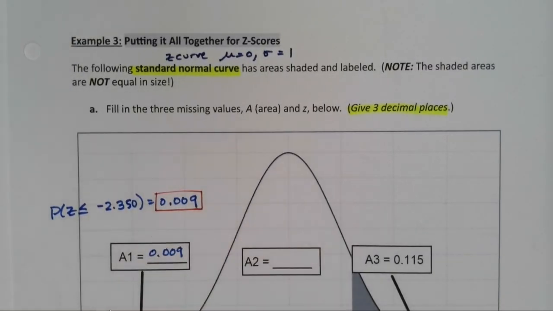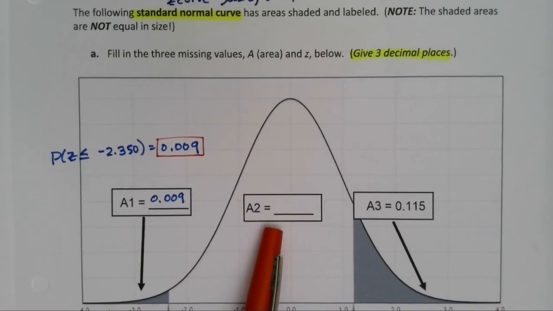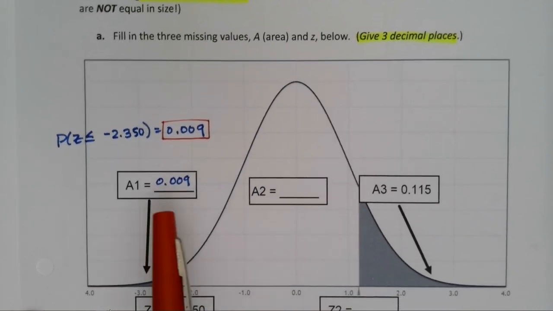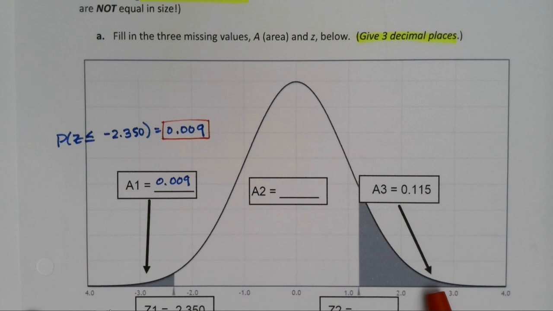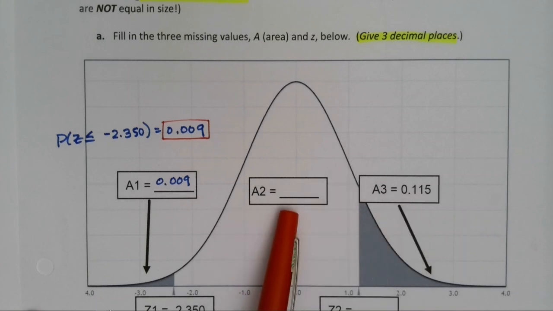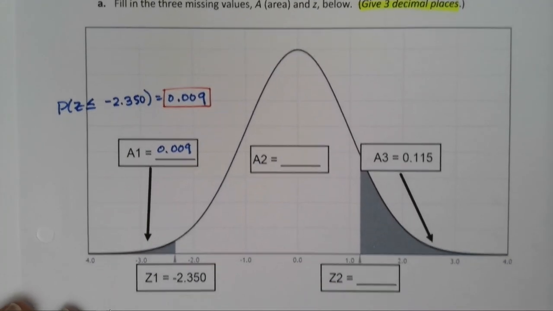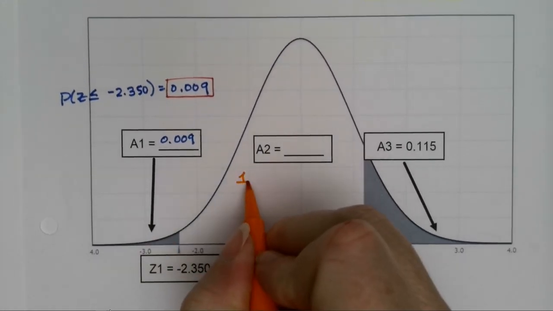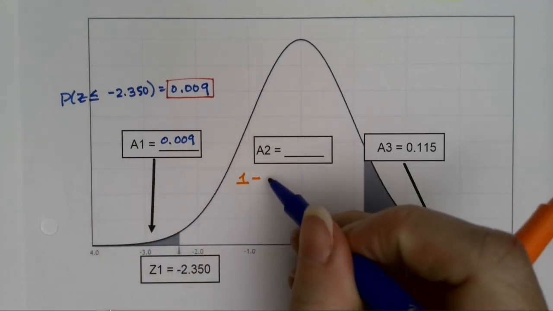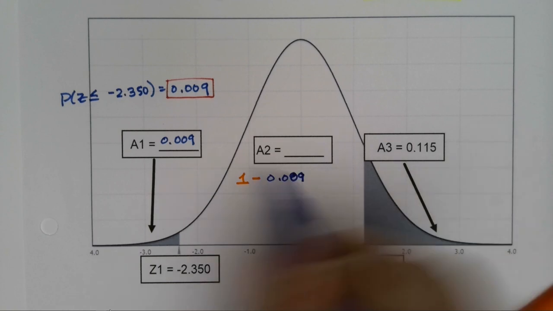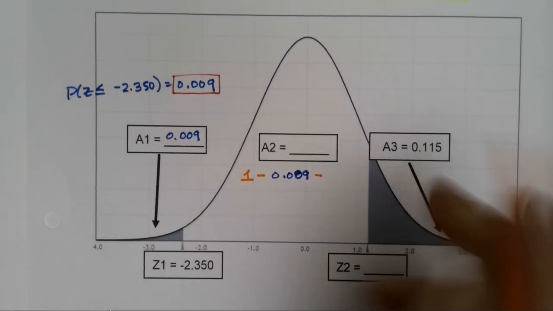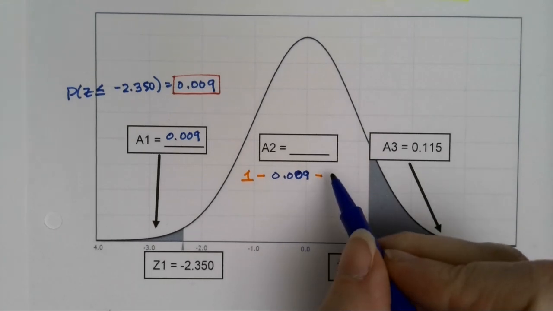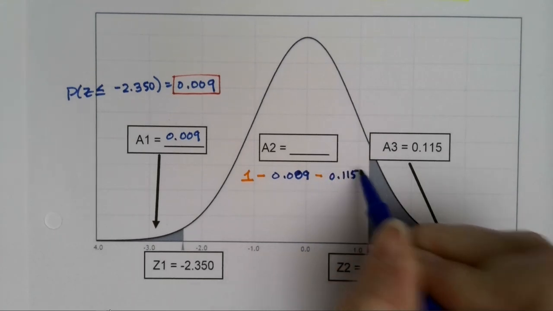Now, we need to find the middle area now. There's a couple ways we could do this, but remember that the 3 areas add up to 1 because this is a probability curve. And so therefore, I could just take the 2 areas I know, add them up, and subtract away from 1, and I'll have this one. In other words, if I take 1 and I take away the 0.009 that I just found, and I also take away the 0.115 over here, I'll have what it is.